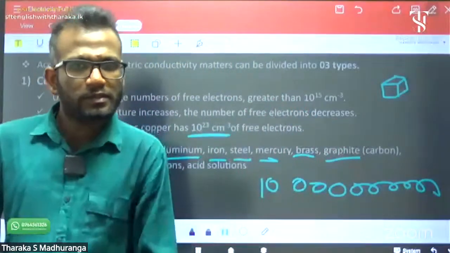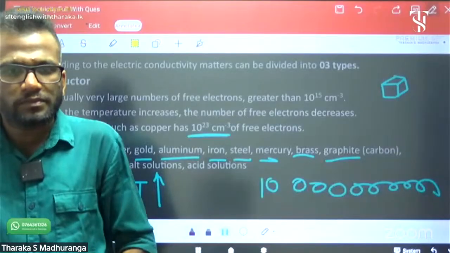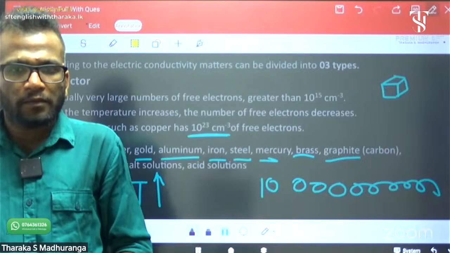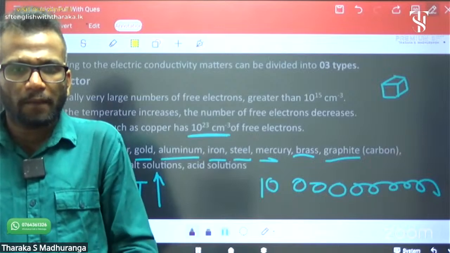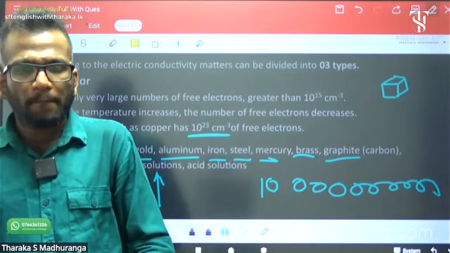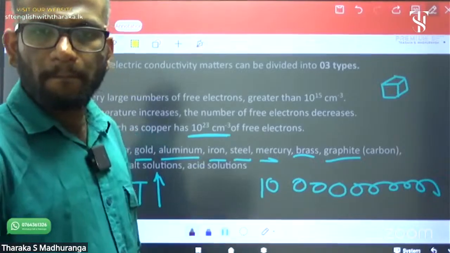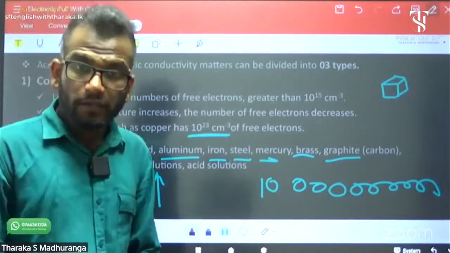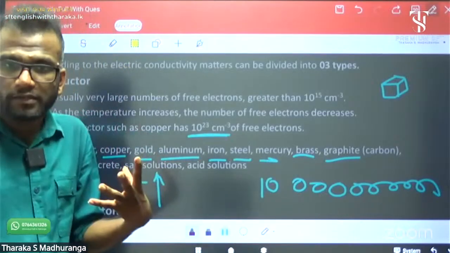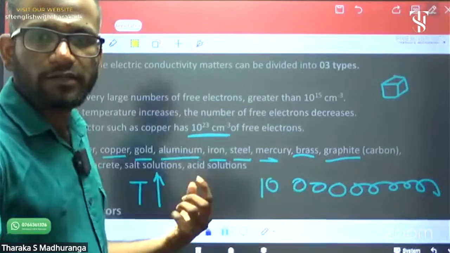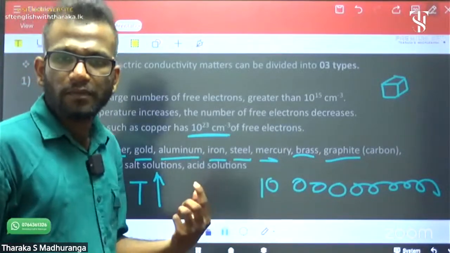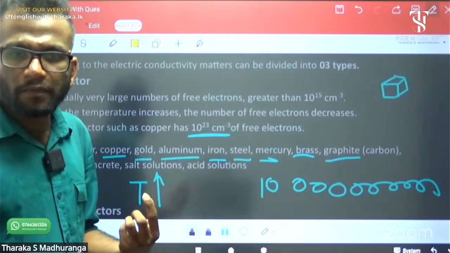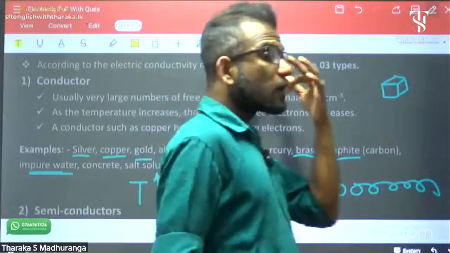Red lamp? Drinking water? Yes, drinking water conductor. Drinking water conductors.